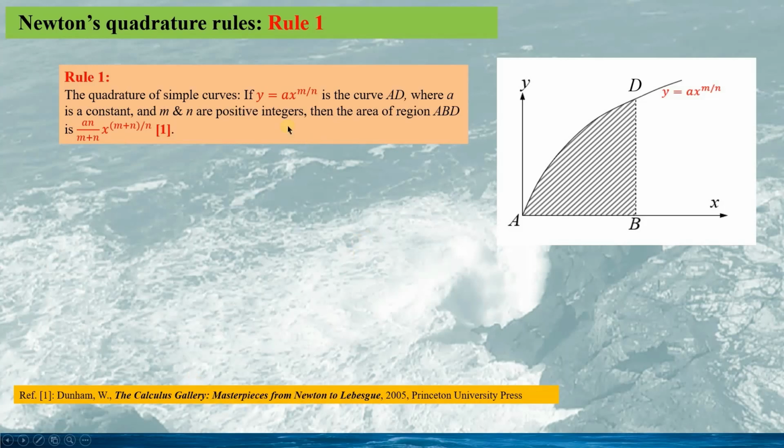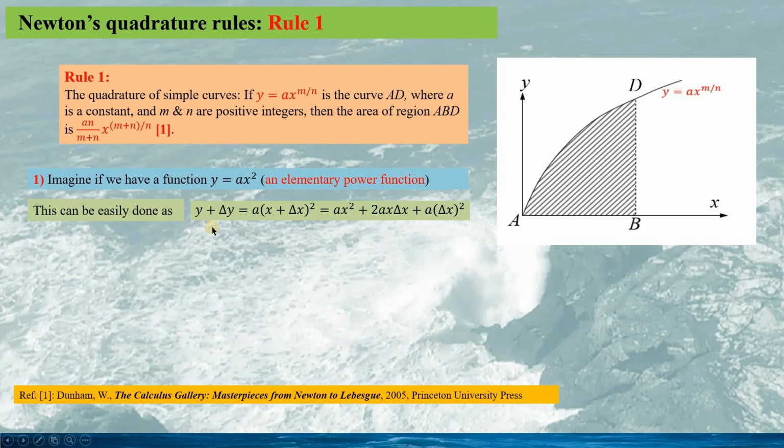In modern calculus, this rule is very simple. However, in Newton's time, this development was very important. Next, we will see 2 examples. The first example is a function y equaling a x squared. This is an elementary power function of x.